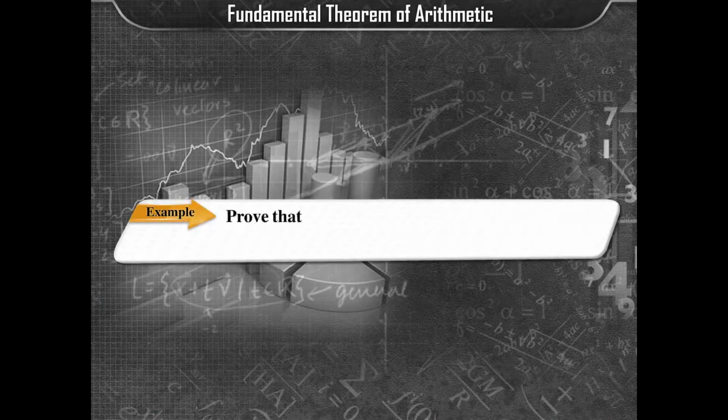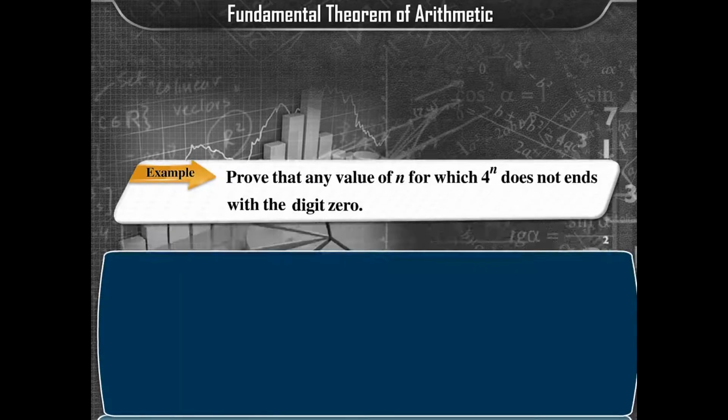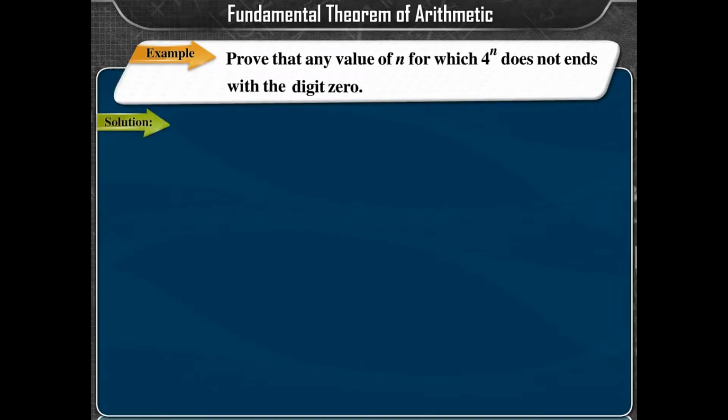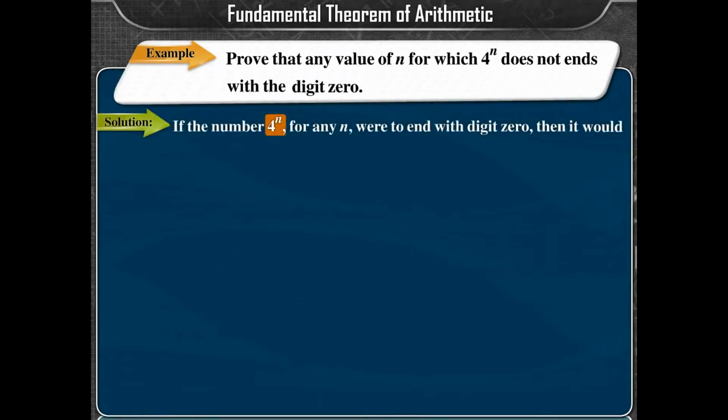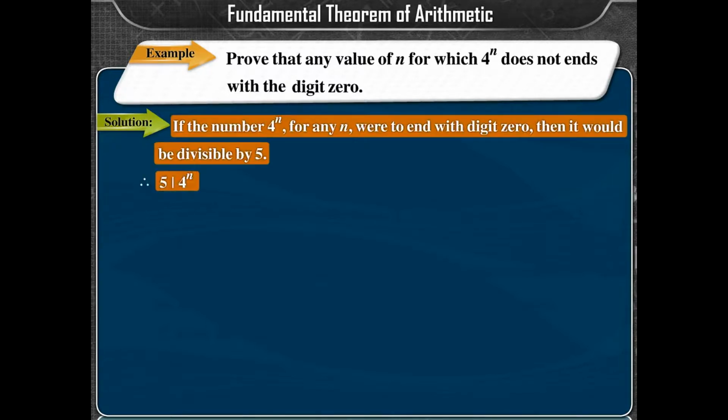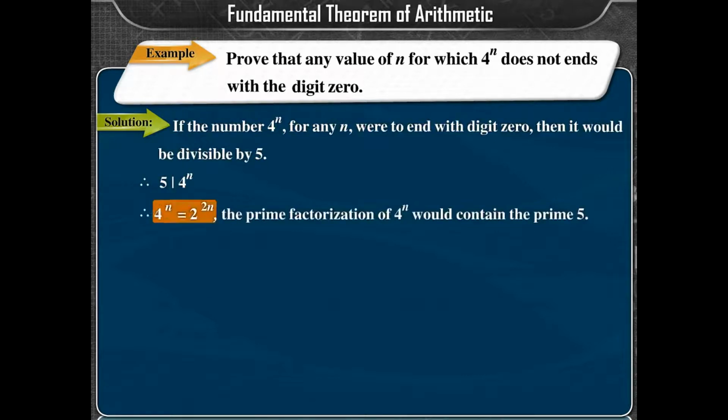Example. Prove that for any value of n, 4^n does not end with the digit 0. Solution: if the number 4^n for any n were to end with the digit 0, then it would be divisible by 5. Therefore, 5 divides 4^n. Now 4^n is equal to 2^(2n), so the prime factorization of 4^n would contain the prime 5.